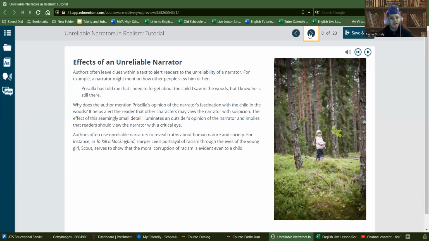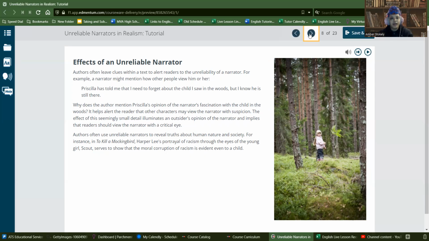Alrighty. So this slide, number 8, is the effects of an unreliable narrator. They talk about the clues that authors leave, and they give you an example here. The point of leaving clues is to give you a hint that maybe the character that's talking or telling the story shouldn't be trusted. And they give you an example of one of these clues, which is a narrator mentioning how other people view them. So the example they give you here is: Priscilla has told me that I need to forget about the child I saw in the woods, but I know he's still there.